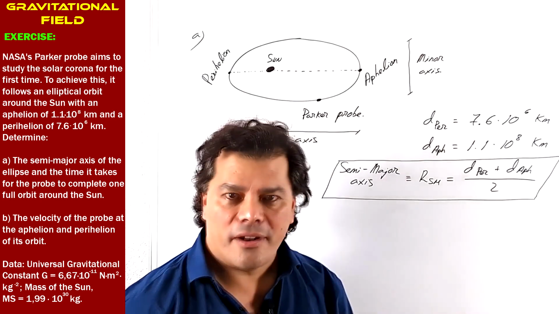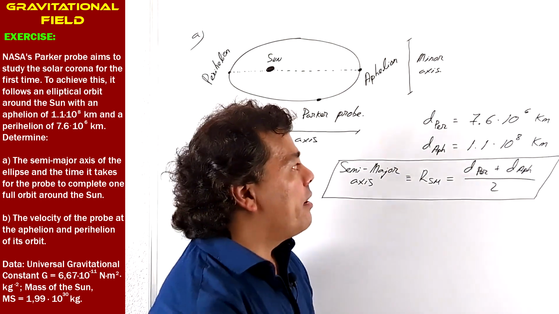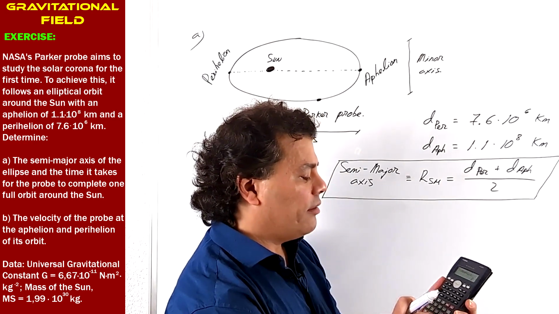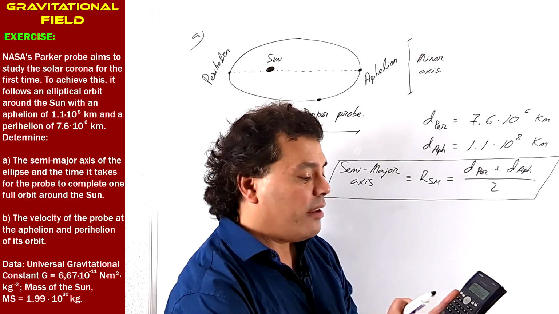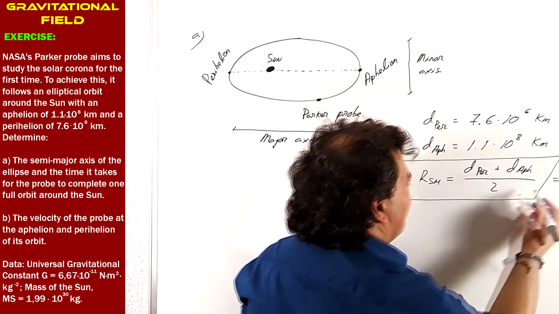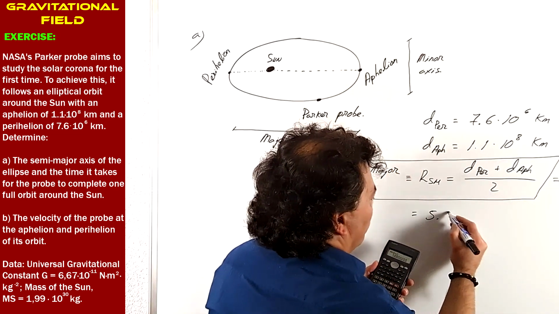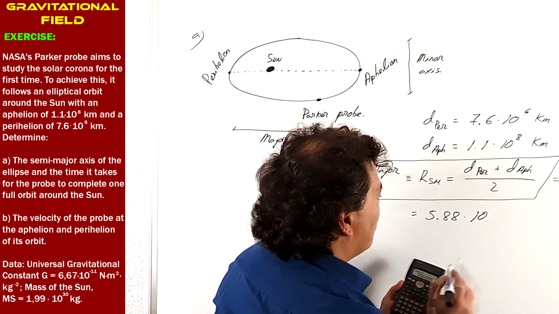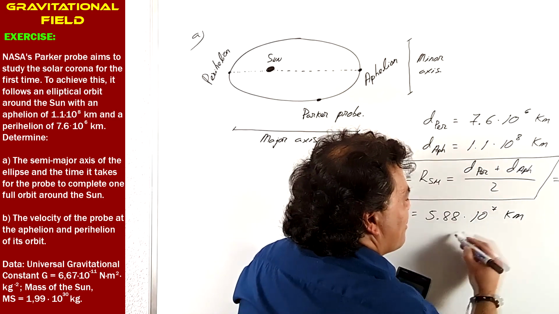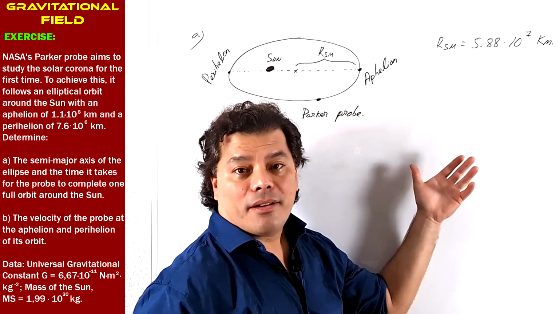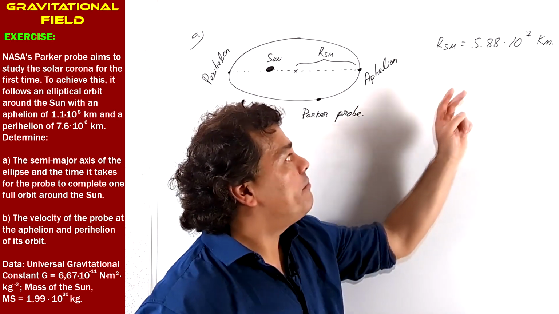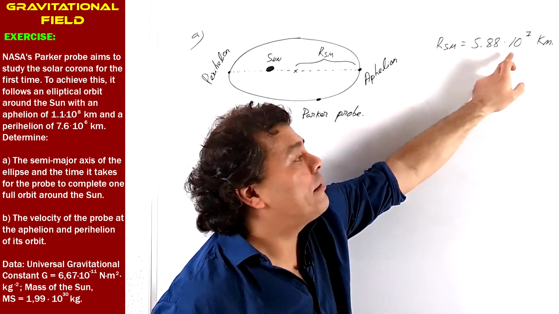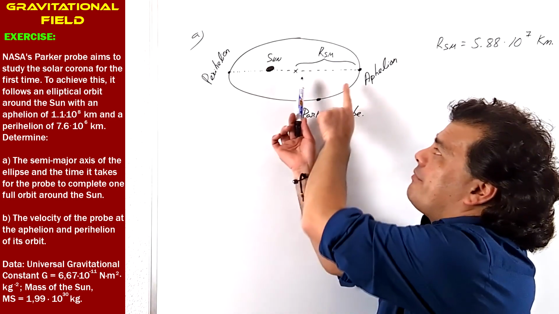So now it's time to use our calculator to do 7.6 times 10 to the 6 plus 1.1 times 10 to the 8, and dividing it by 2, we are obtaining 5.88 times 10 to the 7 kilometers. Easy, right? As I ran out of space, I've erased the previous calculations, but I've placed here the result. The semi-major axis or semi-major radius is 5.88 times 10 to the 7 kilometers. Here you have it.